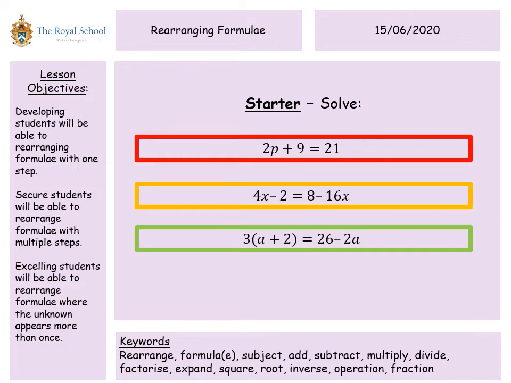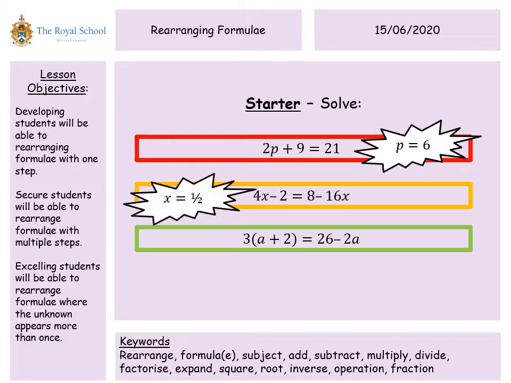So answers to these then. The first equation, we should have p equals 6. I'd be hoping that you'd be taking 9 from both sides of the equation and then dividing both sides of the equation by 2 to get that answer. Next equation, we've got an unknown on both sides here. So here I'd be maybe adding 16x to both sides, and then adding 2 to both sides, and then dividing by 20, and that will give you x equals a half.